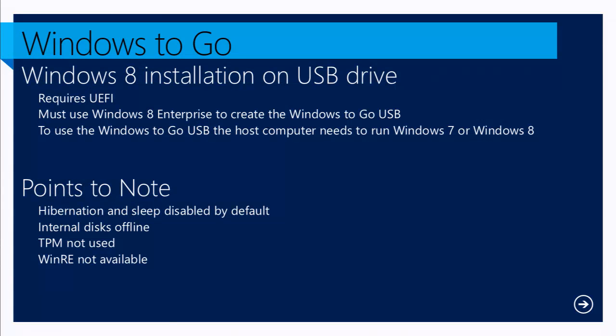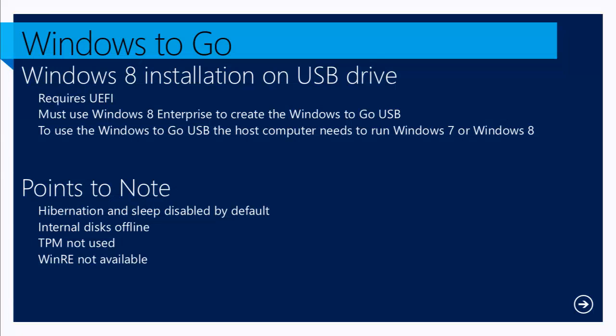Installation on USB drive. Here we go with Windows to Go. What this is meant for is a rapid deployment of Windows 8 without doing a deployment strategy. You literally go around with a little USB device, put it into the computer, and there you go. You got Windows to Go. It requires UEFI, kind of the new BIOS. You must use Windows 8 Enterprise, it has to have the Enterprise SKU to create this, and the host needs to be Windows 7 or Windows 8. But again, Windows to Go, and that's what it is. I can't go into detail, but it's kind of that simple.